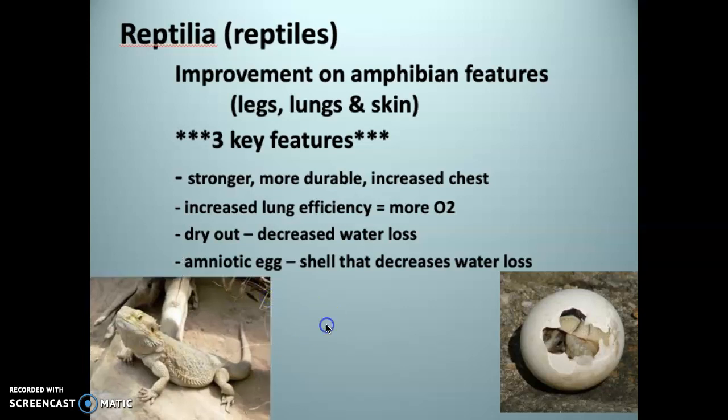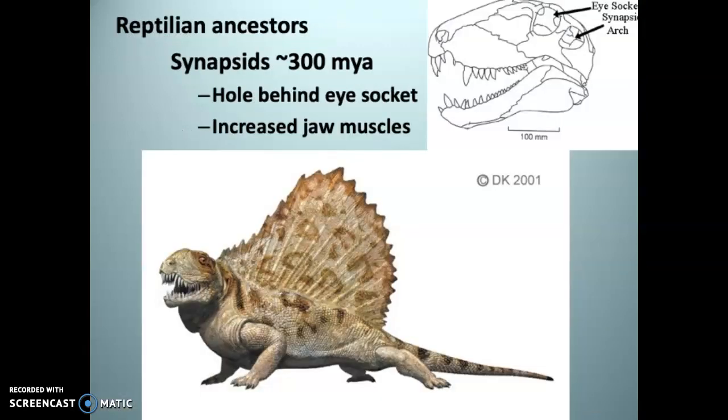Okay, so big key features, big things that we want to identify with reptiles that make reptiles different from the amphibians. Now, just a brief evolutionary history. The earliest ancestors of the modern reptiles are these things called synapsids. They evolved roughly 300 million years ago. And the way we identify a synapsid is we look at the skull, and there is a hole behind the eyes. There's this thing called the synapsid arch, and there's a hole back here. There's also a bunch of muscles associated with the jaw structure here.